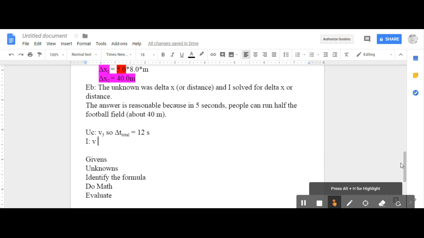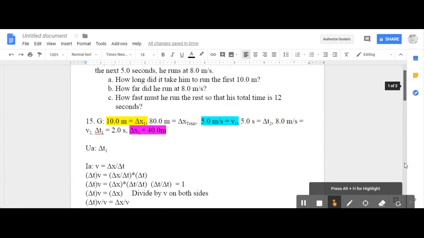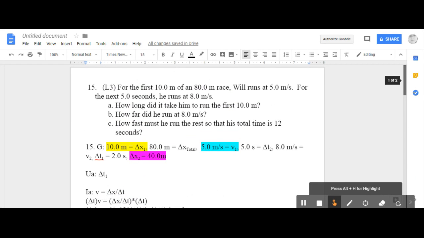Okay, so right now we're working on question 15. I'm actually on part C. So just to remind you of the question, it says, for the first 10 meters of an 80-meter race, Will runs at 5 meters per second. For the next 5 seconds, he runs at 8 meters per second. And at how fast must he run the rest so that his total time is 12 seconds.